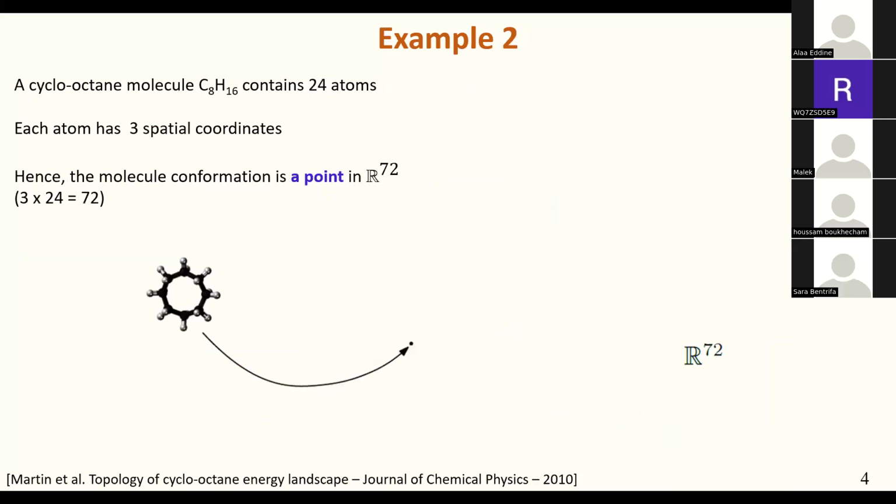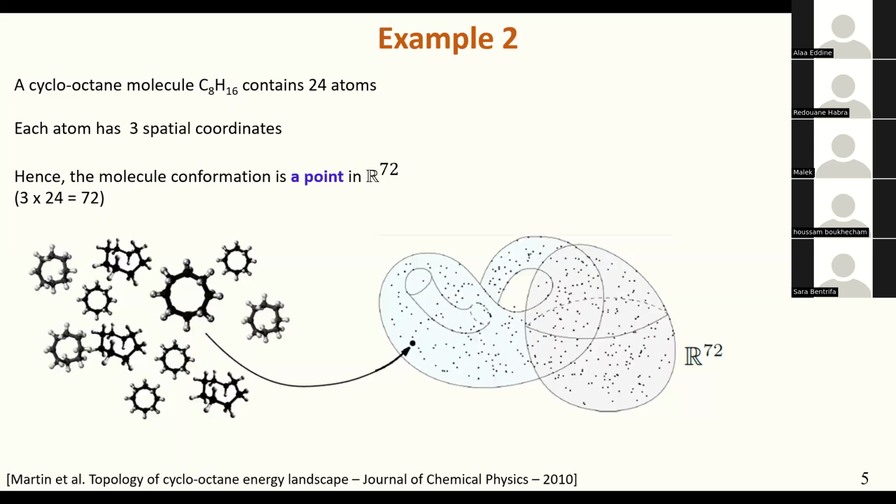Another example is in chemistry. For example, this is a molecule, cyclooctane, that contains 24 atoms, and each atom is represented by a three-dimensional coordinate. So we have a point cloud in R to the power of 72. By taking a collection of such molecules, the authors analyzed what shape these molecules take, because they can have different shapes. By analyzing a lot of molecules, they discovered that they have the shape of the union of a sphere with a Klein bottle.